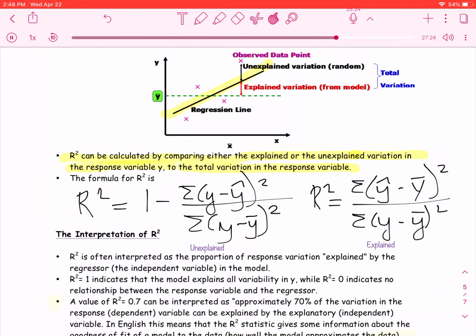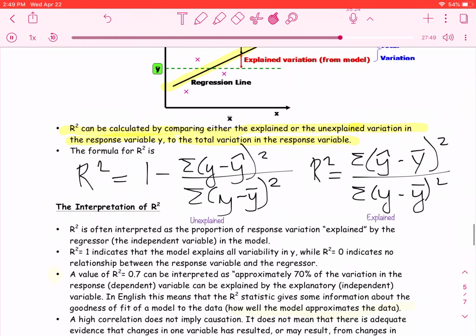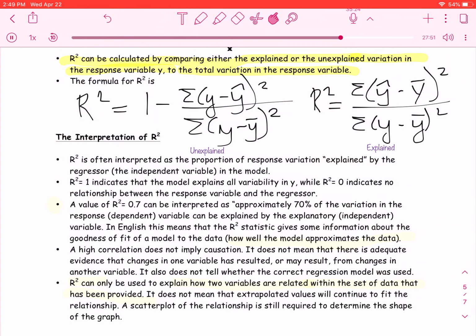So just going back to R squared, I've written out your equations that you can use. Okay, so R squared can be 1 minus the sum of y minus y hat squared divided by the sum of y minus y bar squared. That's the unexplained, and I'll talk a little bit about what explained versus unexplained means, and we'll see it actually when we go through the data set. Another equation for R squared, you can also use the sum of y hat minus y bar squared divided by the sum of y minus y bar squared.